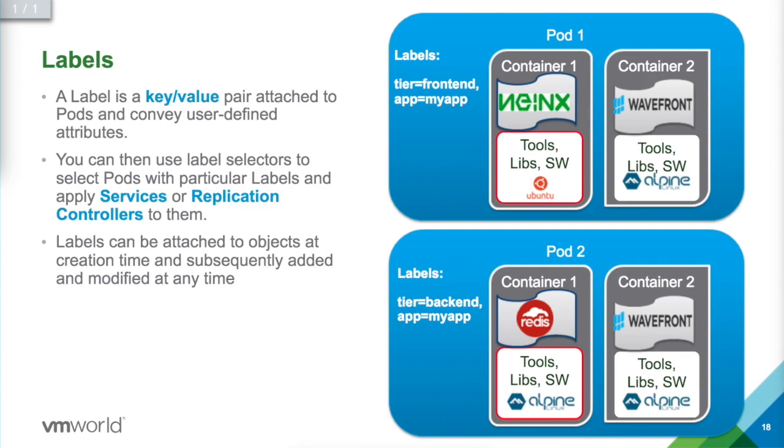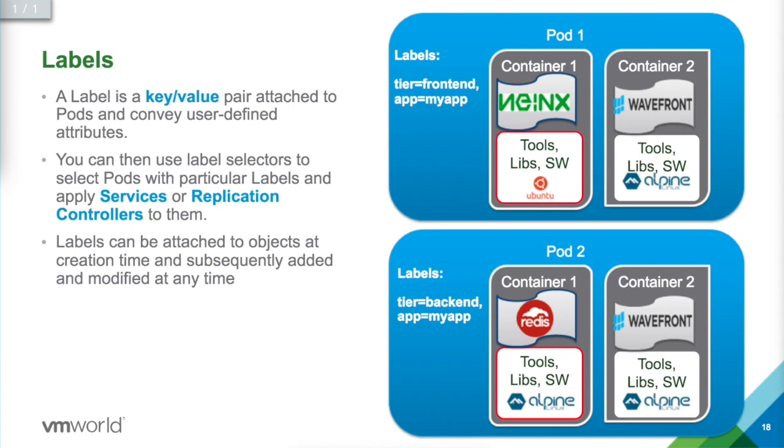Label is a metadata and consists of a key value pair attached to pods and convey user-defined attributes. Label is a very simple concept, but at the same time, very powerful in Kubernetes environment. In fact, labels can be set to any Kubernetes object: pod, services, replication controllers, node, deployment, and so on. The key value pair is totally free in terms of content.